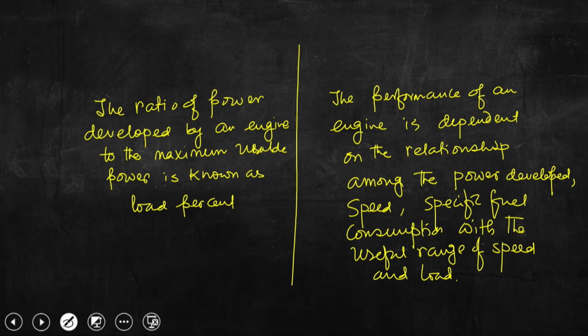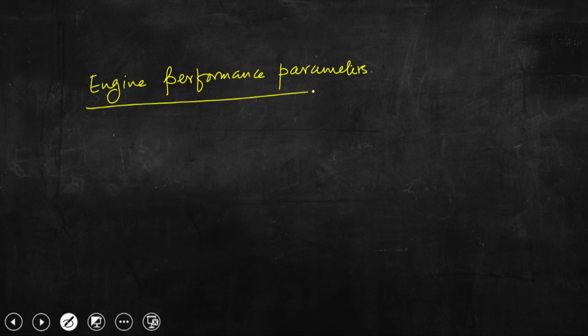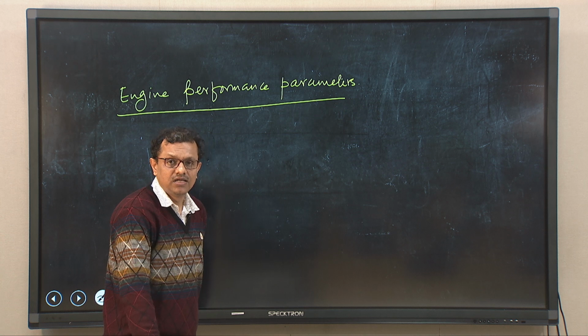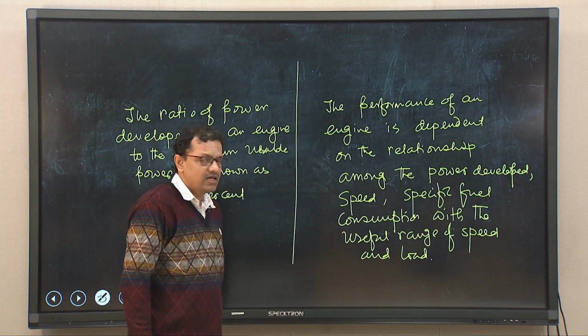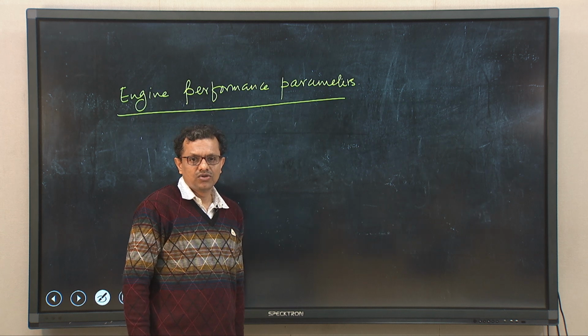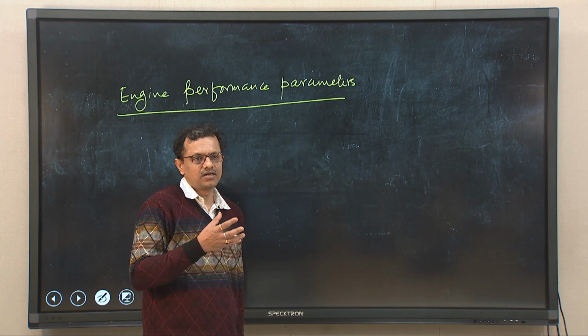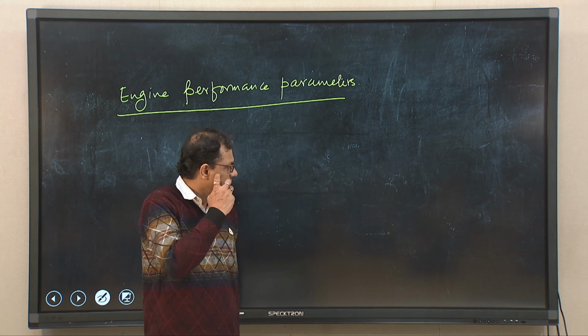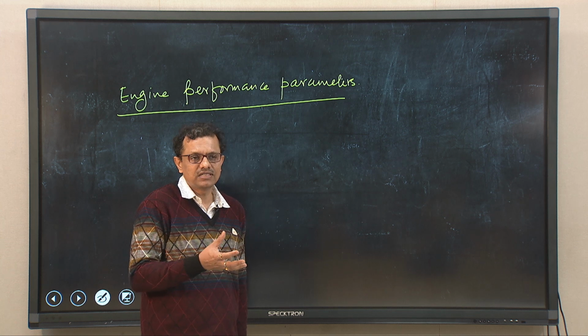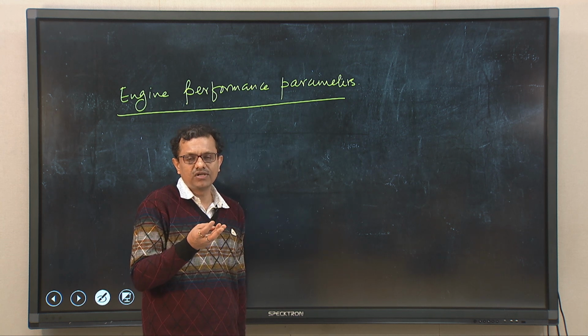So, now if we go to define engine performance parameter, what we have understood from our previous slide is that the engine performance depends on the speed, specific fuel consumption, and the power developed. Even if the power developed by an engine is high, at the cost of the same input energy, even if we keep the speed the same, we cannot say that performance would be very high. So, we need to consider so many things: speed, load, specific fuel consumption, and power developed.